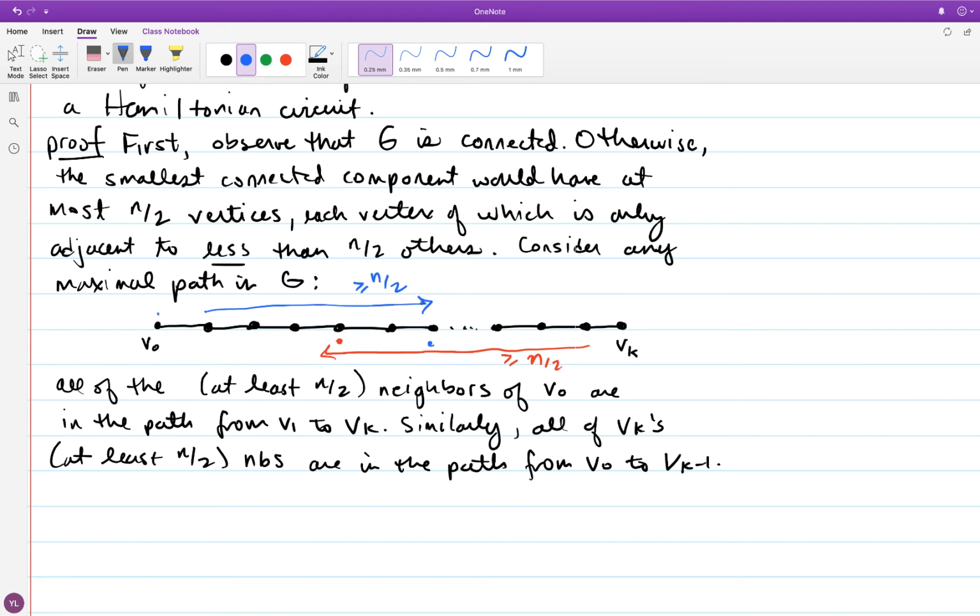If you mark each of the dots with either blue or red, depending on if it's a neighbor of V naught or VK, you must at some point encounter a red next to a blue like that. It's because the n over 2 VK neighbors must reach down and the n over 2 V naught neighbors must reach up further.